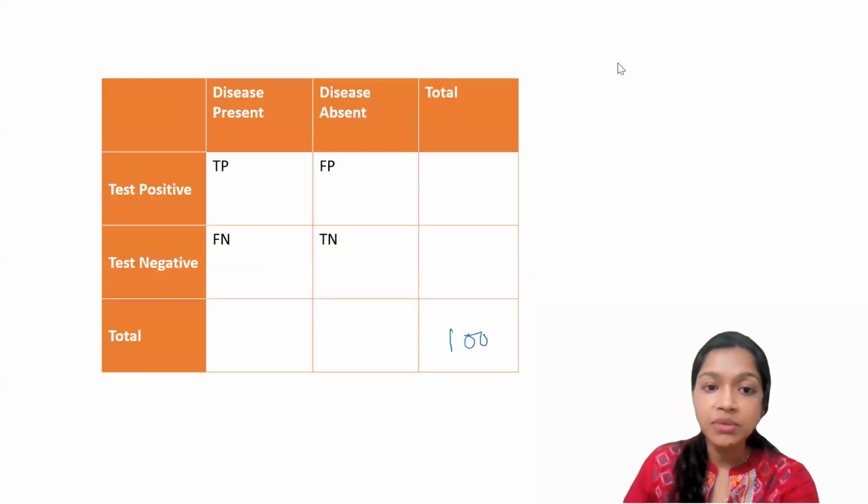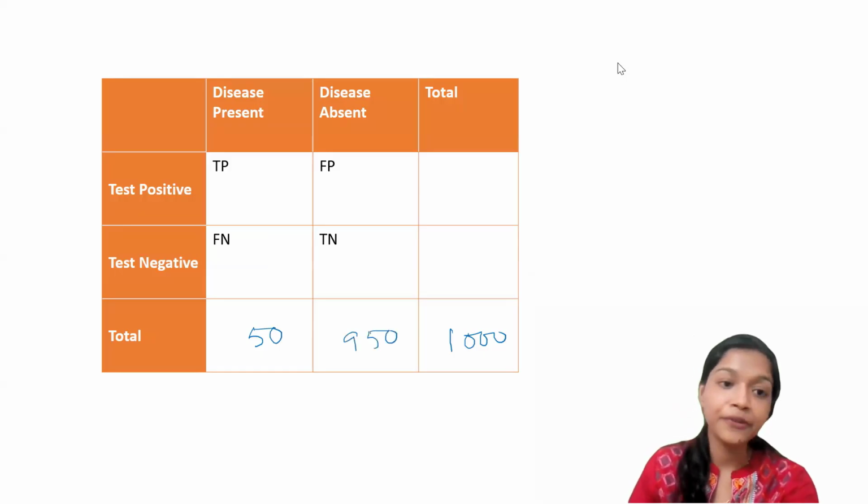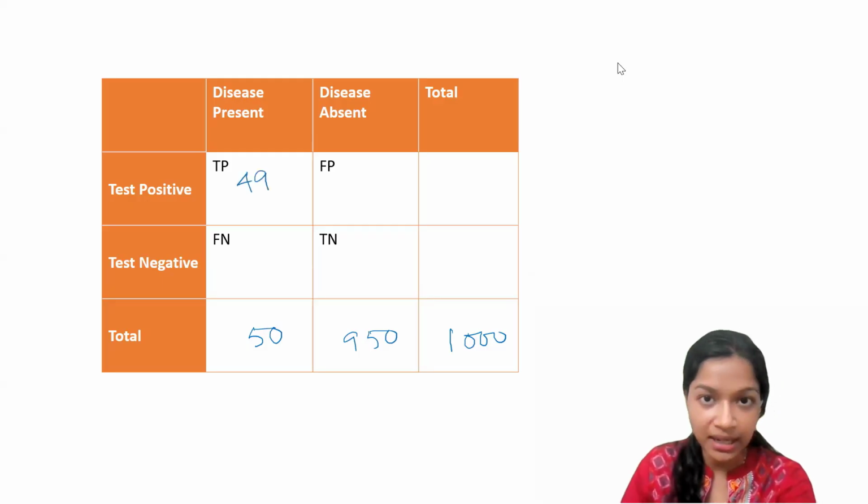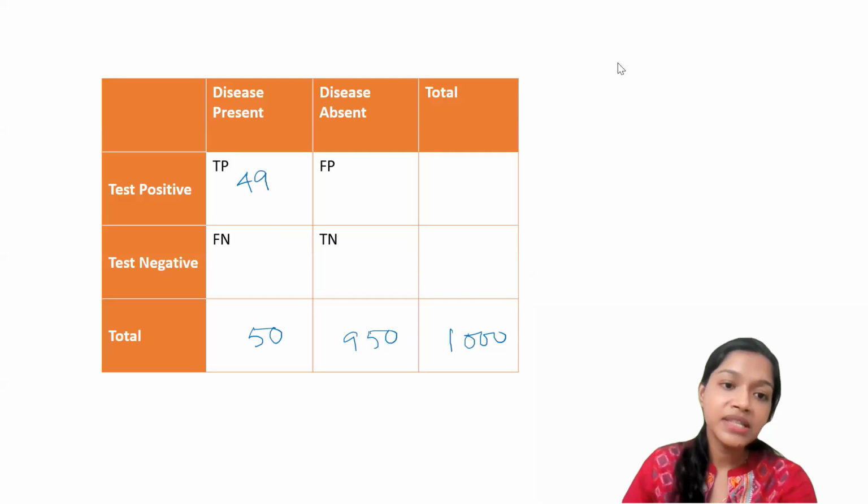We have 1,000 people. Now, the disease prevalence is 5%. So, 50 people are diseased and 950 people are disease free. 98% of the 50 people who are diseased, true positives, are identified by this test. So 98% of 50 is 49. So obviously the false negative is 1, right?